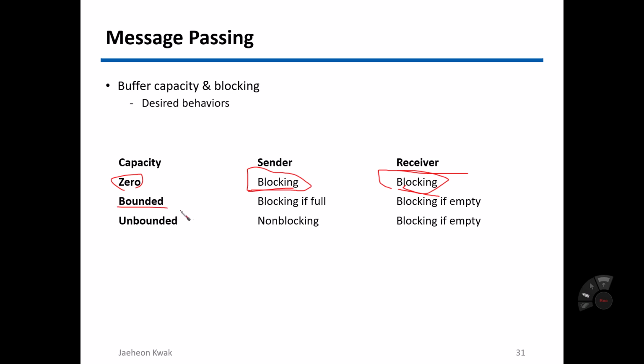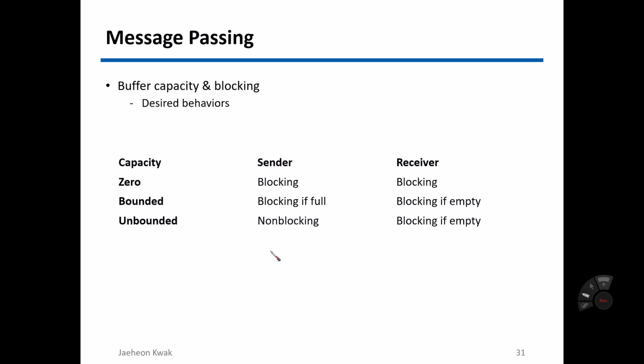And for the bounded capacity, you can use both blocking and non-blocking send and receive. However, it is desired to use blocking send and blocking receive when the buffer is full or empty. And for the unbounded capacity, because the capacity is unlimited, the sender doesn't have to wait for the receiver. So in this case, the desired behavior of the sender is non-blocking send, always sending the data to the buffer, or to the receiver.